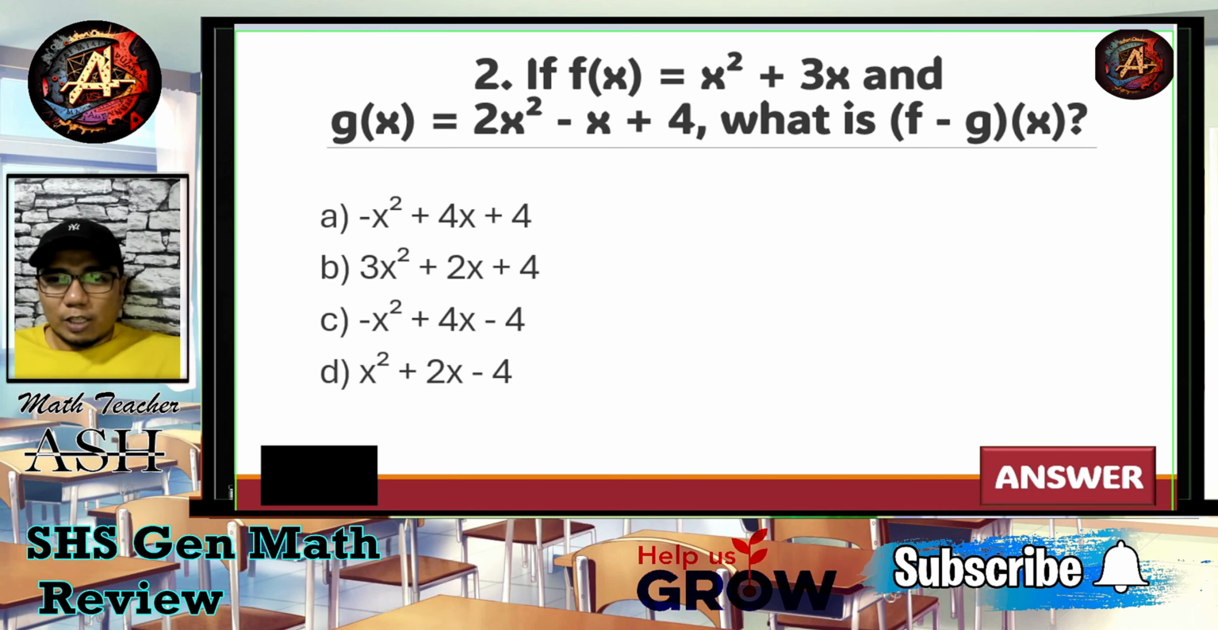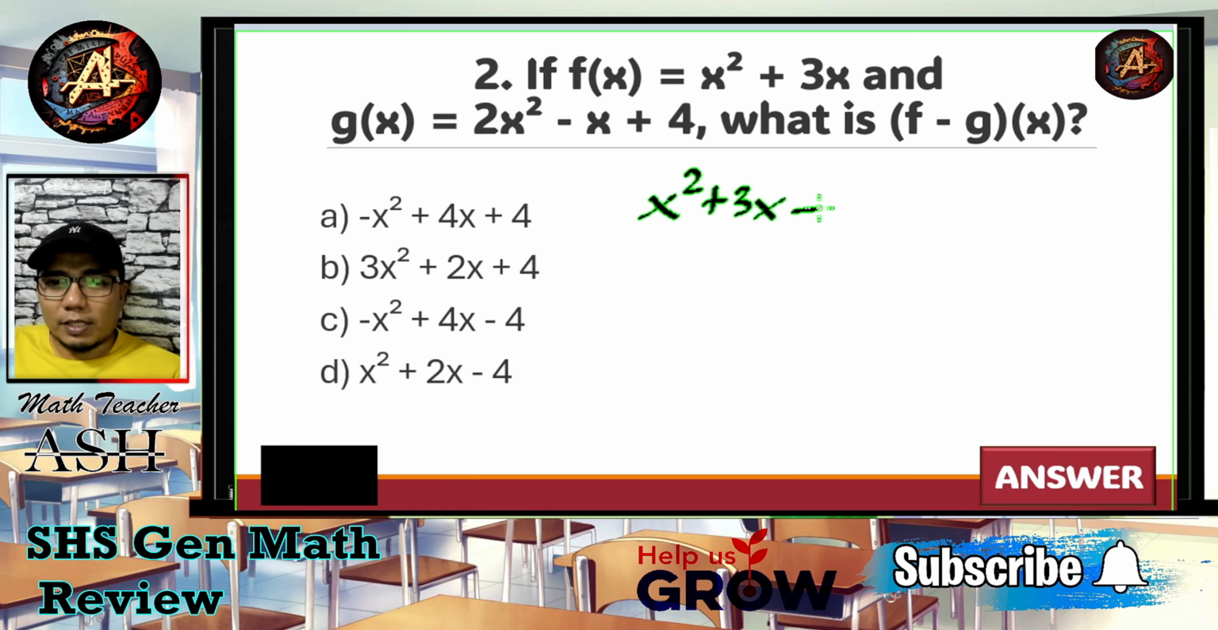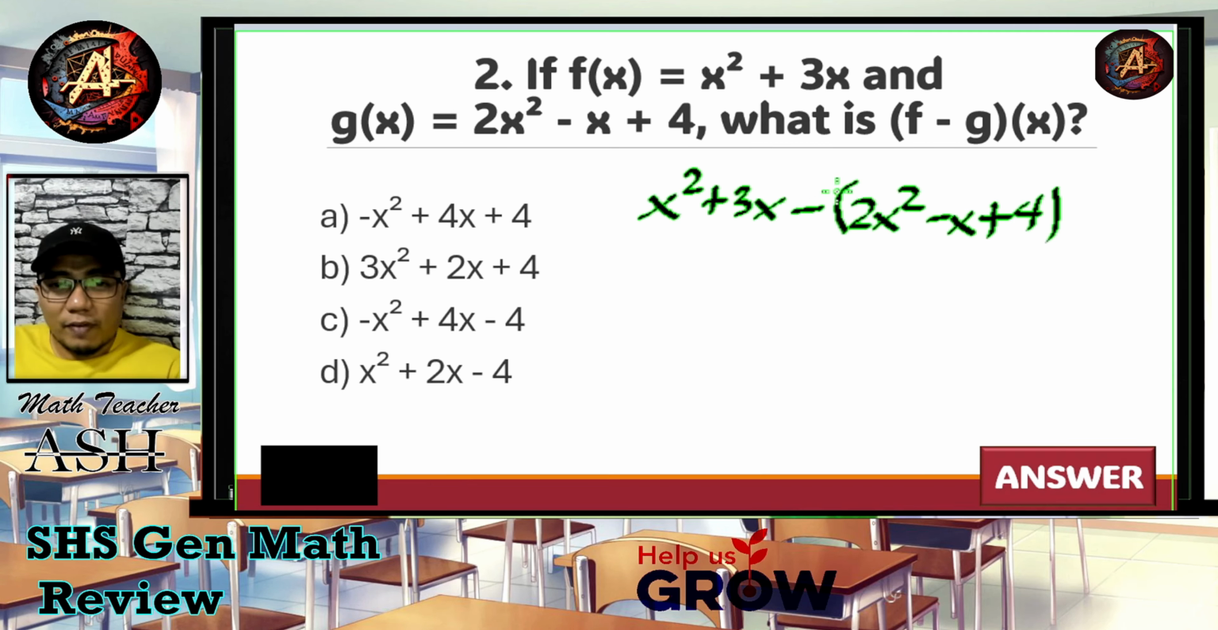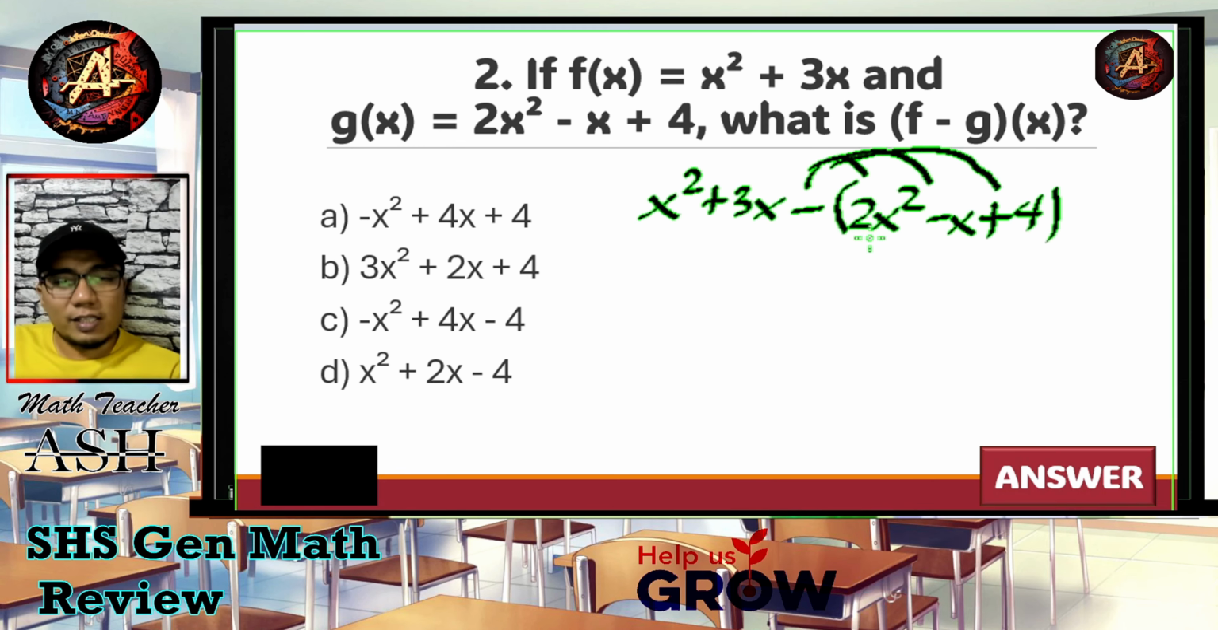Alright, math learners, in answering this question, we should be particular in subtracting. Why? Because when you are subtracting a whole expression, the sign will change. Let me show you how to solve this one. We have f minus g of x. Our f of x is x squared plus 3x, and that will be subtracted by the whole g of x. In that case, we will be putting a parenthesis for this one, subtracting the whole 2x squared minus x plus 4. Now, if we are simplifying this, the negative sign will be distributed among the signs inside the parenthesis.